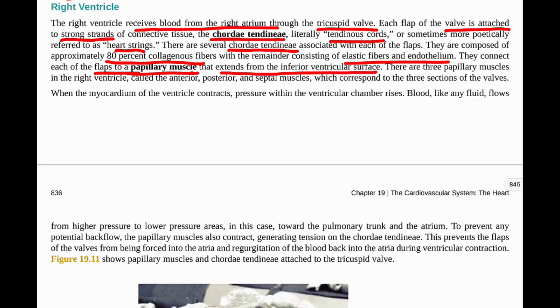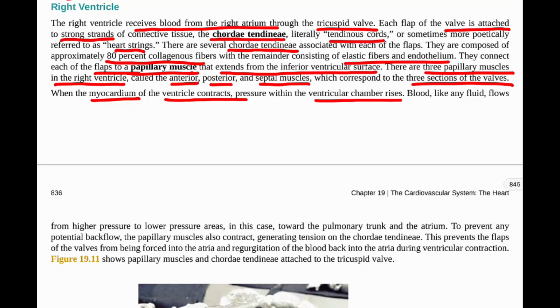So when the myocardium of the ventricle contracts, pressure within the ventricle chamber rises, right? If we're squeezing something, the pressure of the fluid inside of the chamber that we're squeezing is going to increase. So blood, like any fluid, flows from higher pressure to lower pressure areas. It gets really high pressure in that ventricle when we're squeezing it, and it's going to push that out toward the lower pressure areas. So in this case, toward the pulmonary trunk and the atrium.